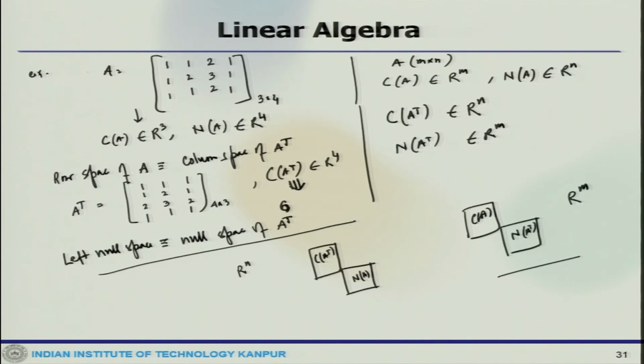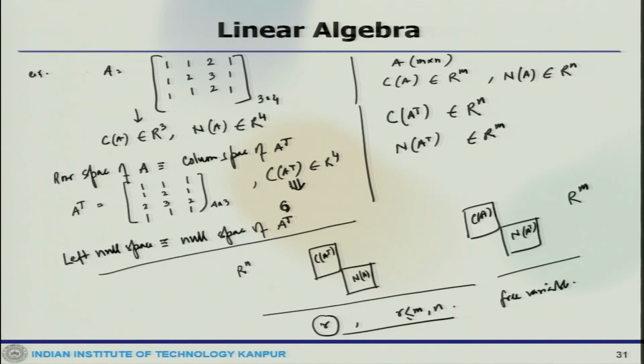Now, another important thing is that the dimension of a matrix is given by its rank r, and let us say r is less than or equal to m or n. So, that is possible. For any such m by n system, if the rank is r, the number of free variables would always be n minus r.